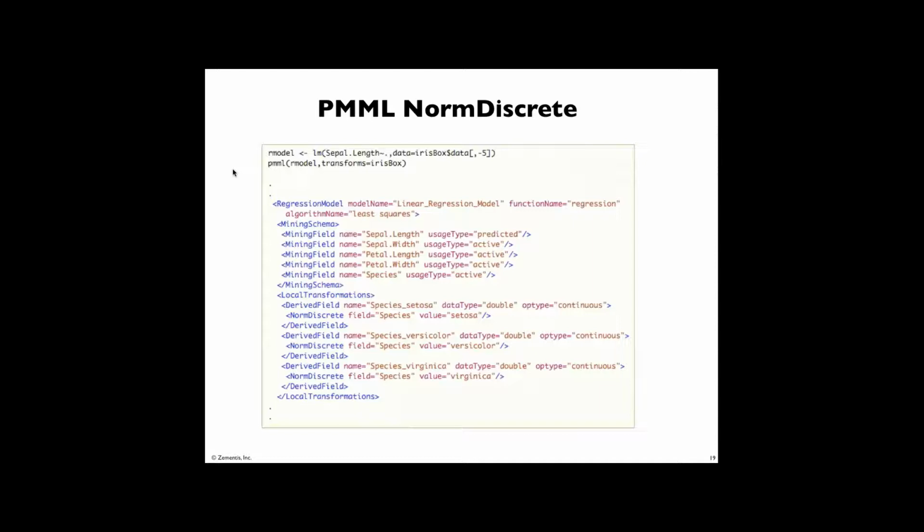You can see its derived field is called species setosa, and this derived field is defined as the norm discrete field. And in PML, that's defined as, the field is species. If it's equal to setosa, then it's 1, otherwise 0, as we expect. So here's how the PML would look. And again, the whole idea is, as a user, you don't have to do all this before you call the model. You still use the raw data, no extra work required, and all the transformation work is done by the PML model, defined in the PML model.